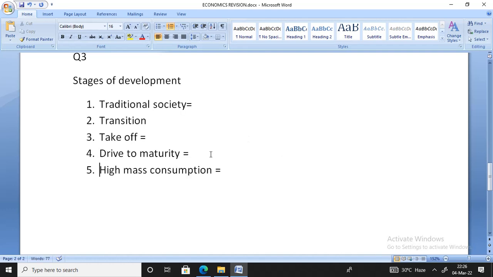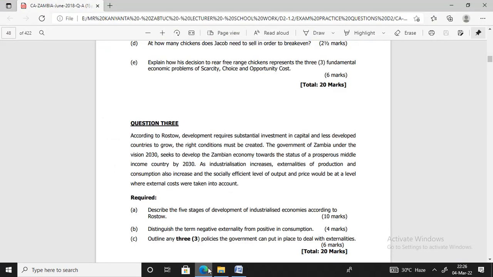Okay, so those are the 5 stages according to Rostow. Let's get back to our questions and see what else is required of us to do there. The next question says, distinguish the term negative externality from positive externalities.